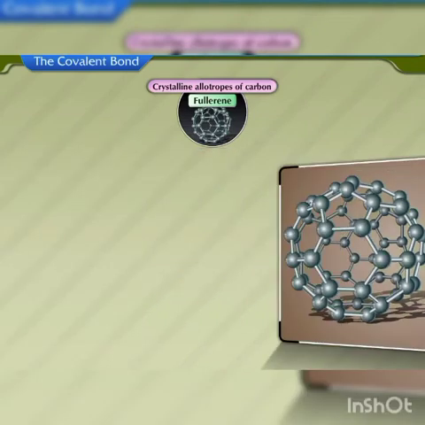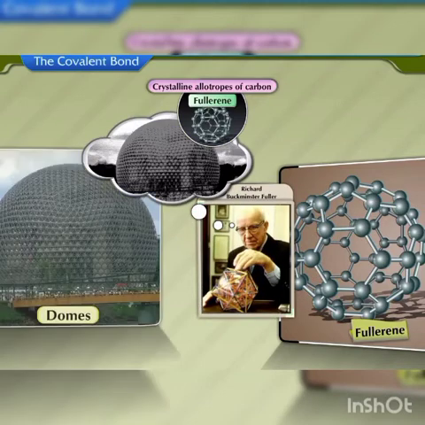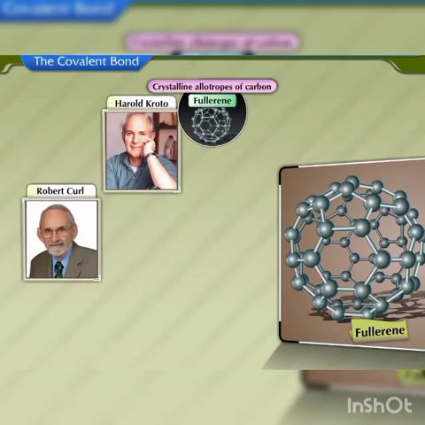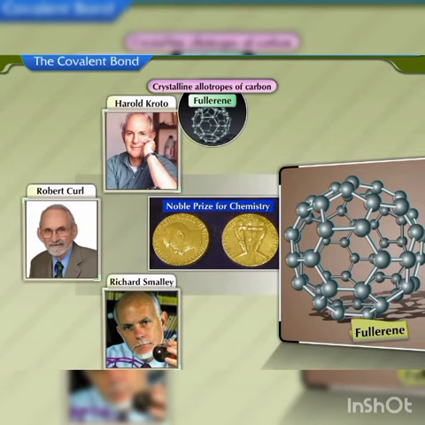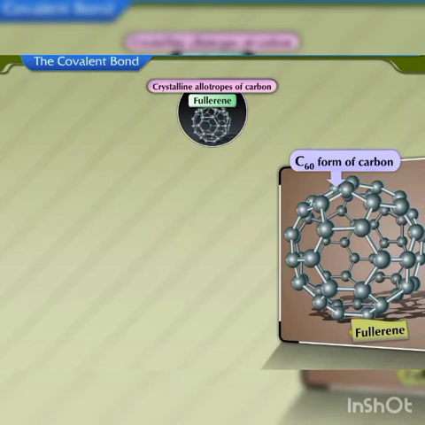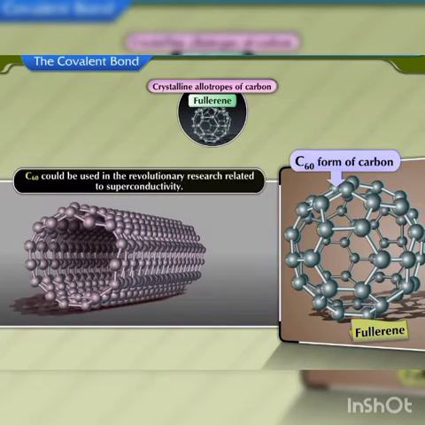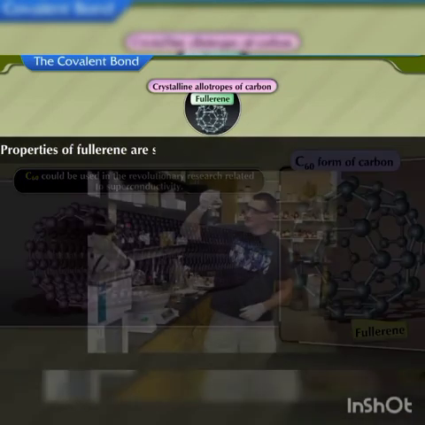It is interesting to know that fullerene was named after the architect Richard Buckminster Fuller for the kind of domes he had built. Harold Kroto, Robert Curl, and Richard Smalley were awarded the Nobel Prize for Chemistry in 1996 for the C60 form of carbon. It is expected that C60 could be used in the revolutionary research related to superconductivity. Properties of fullerene are still being studied.